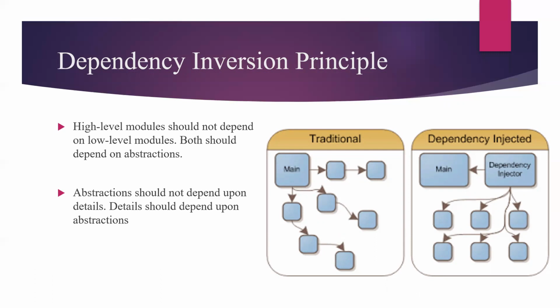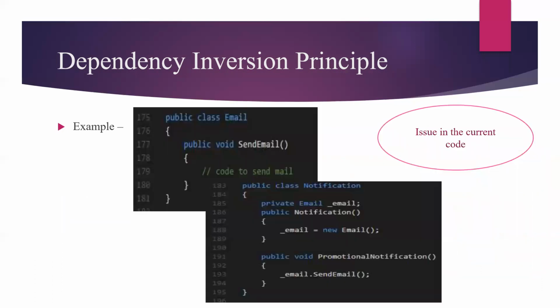But on the dependency inversion principle, you see here we have a dependency injector, which basically acts as an injector, which creates the object of the main class which we want and then injects it into the different components, as you can see in the image. So let's understand this with an example.